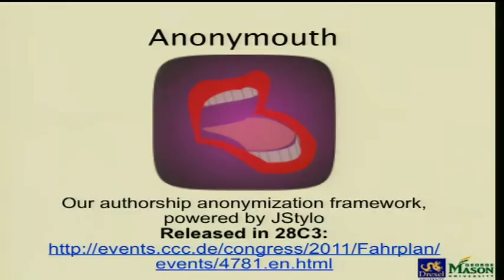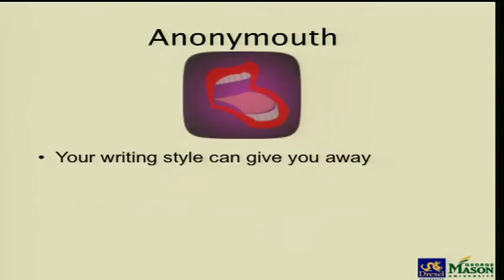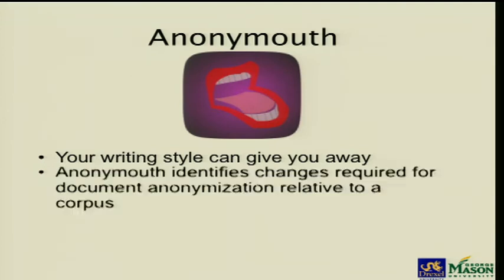But after JStylo, on top of it, we developed our authorship anonymization framework, which is called Anonymouth. Again, this was released in last year's CCC. And you can have more detailed information about it in last year's lecture. So, from this lecture, we can tell that even if our text is not clean, your writing style can still give you away.